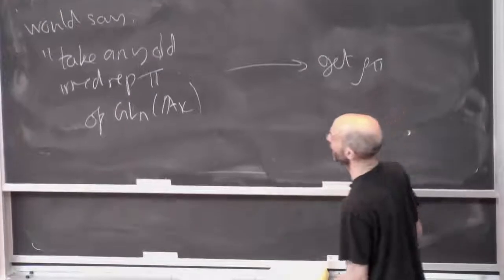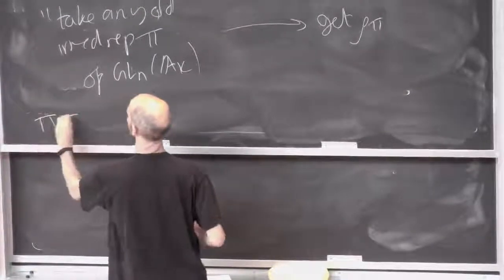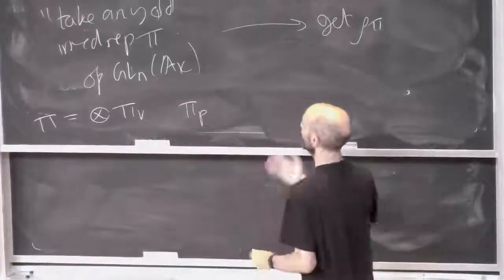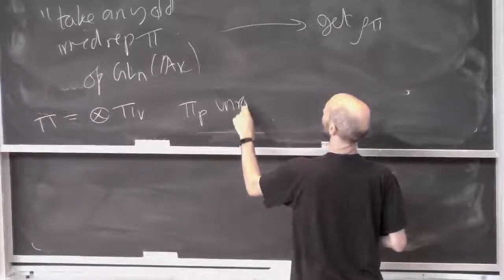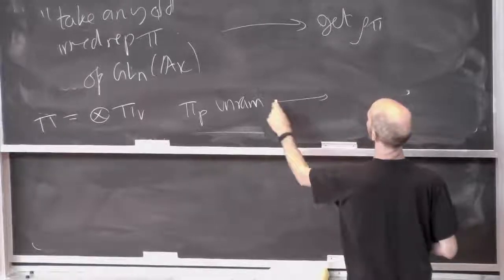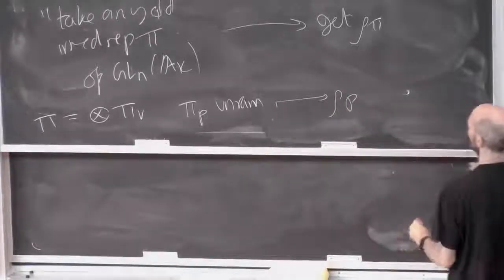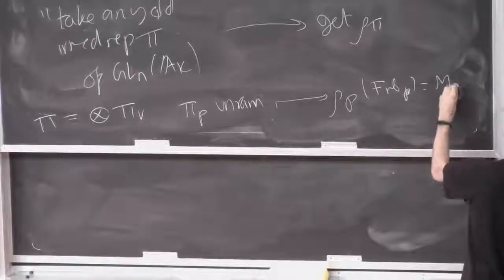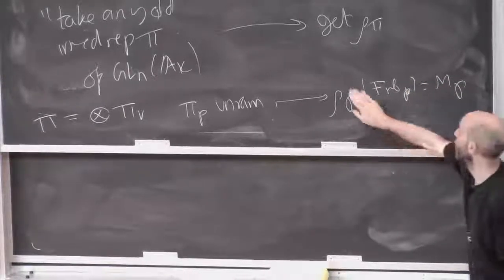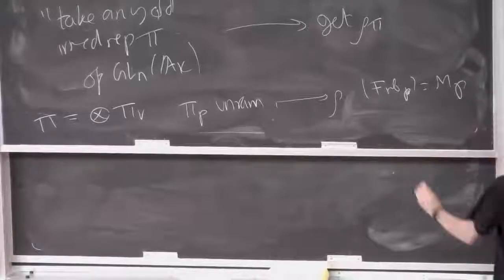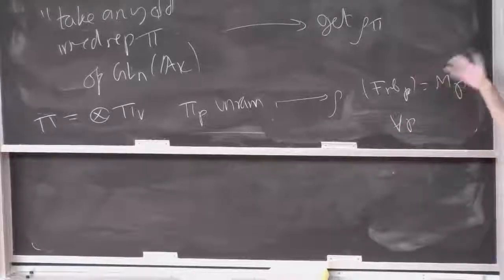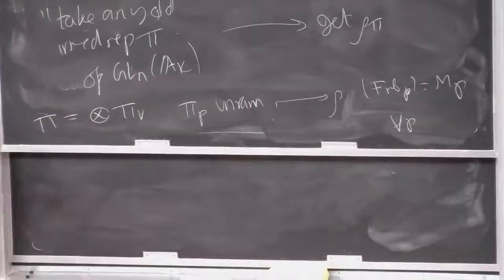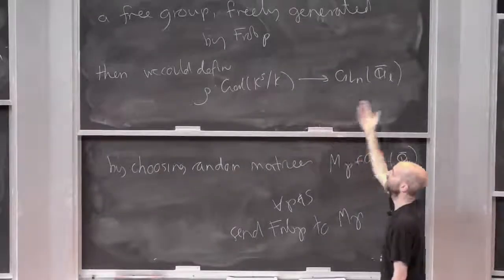And the way we get rho_pi is some tensor product of pi_v, and pi_p is maybe unramified there, and so pi_p goes to rho_p, and rho_p is unramified, and rho_p of Frob_p could just be M_p, and I'll define rho of Frob_p to be M_p for all p, and then just extend it, and there's our thing, right? That would be what the world would look like if this was a free group, freely generated by Frobenius.